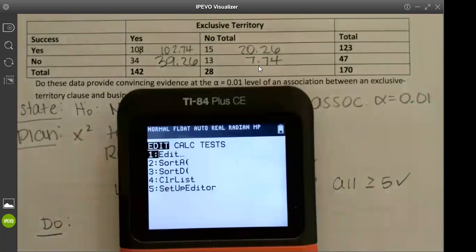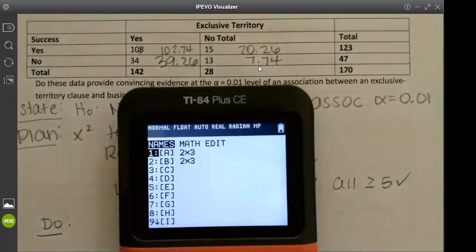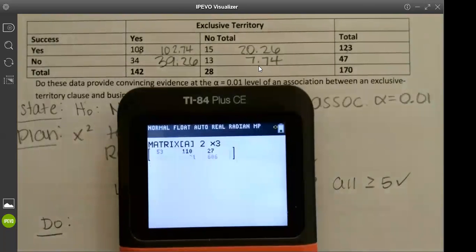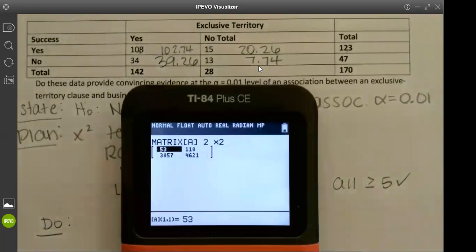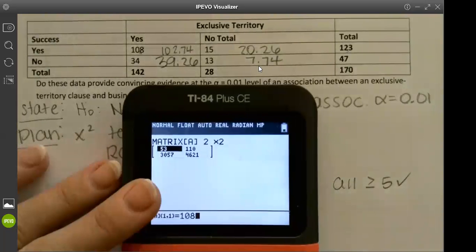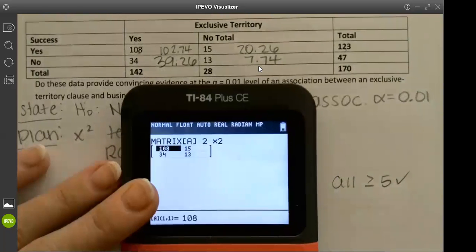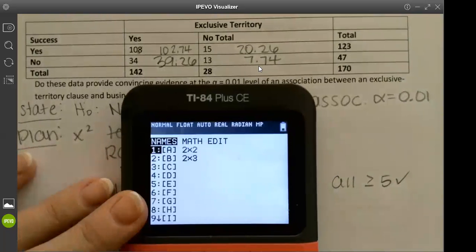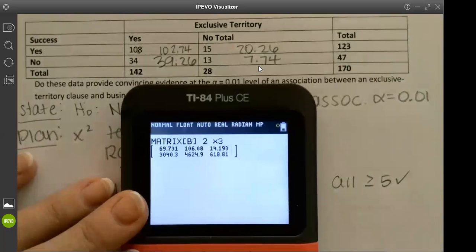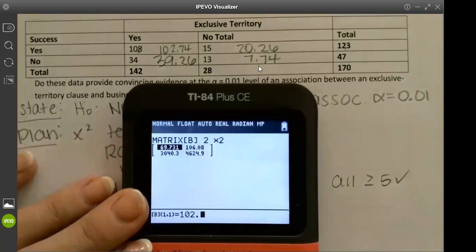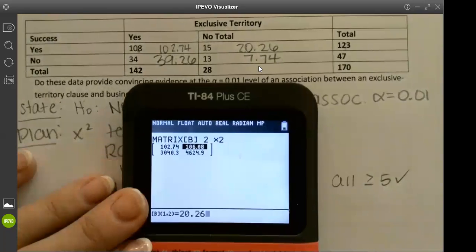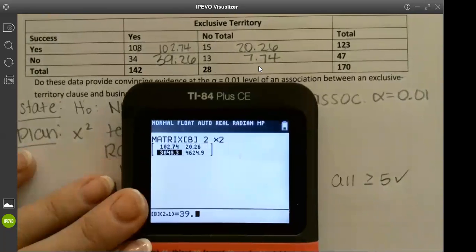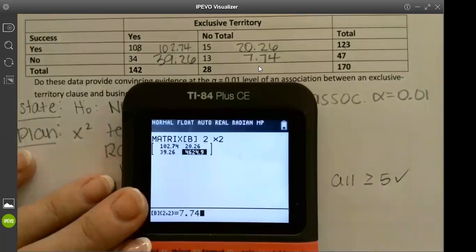So we're going to go to your matrix. I said table, but matrix is what I meant. And we're at a 2 by 2 this time. Your A is the one that they gave you: 108, 15, 34, and 13. Your second matrix is a 2 by 2: 102.74, 20.26, 39.26, and 7.74.